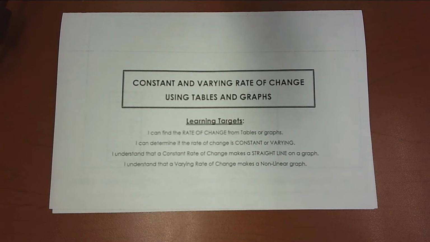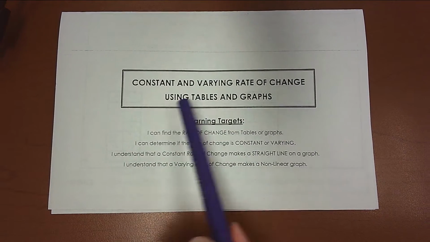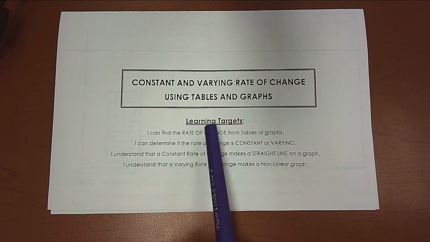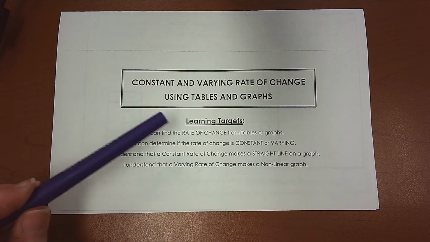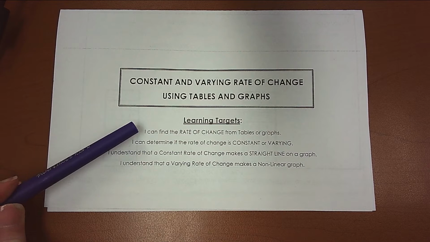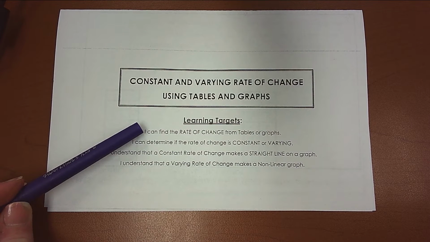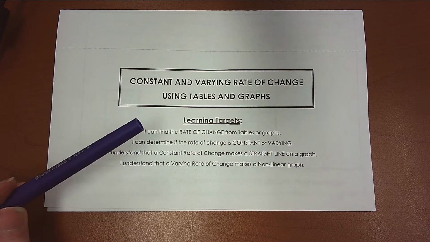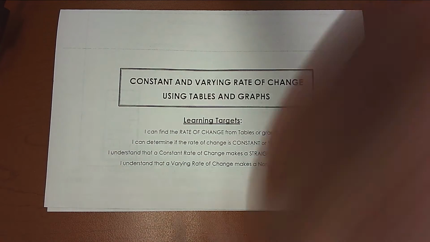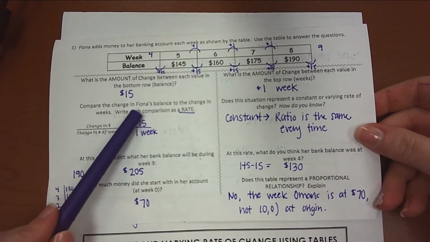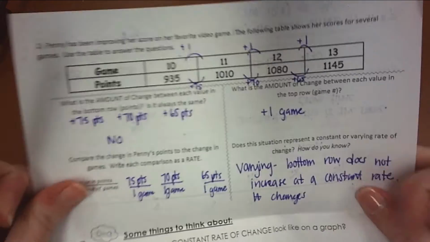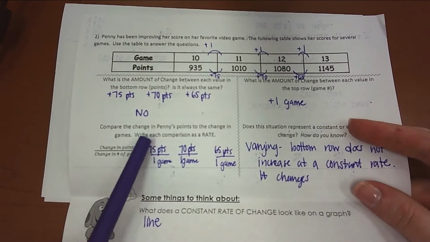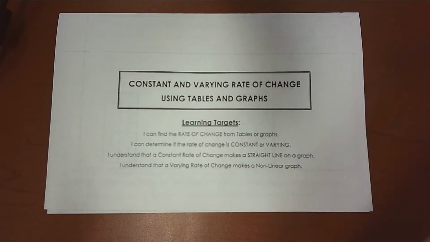We're continuing on here with constant and varying rate of change using tables and graphs. And so here are the learning targets that we've already started to hit or that we're also going to hit here in this foldable. I can find the rate of change from tables or graphs. We did that on here. We found the rate of change by putting the amount of change in dollars over the amount of change in weeks. Or when we opened up, we did the amount of points that changed over the amount of games.